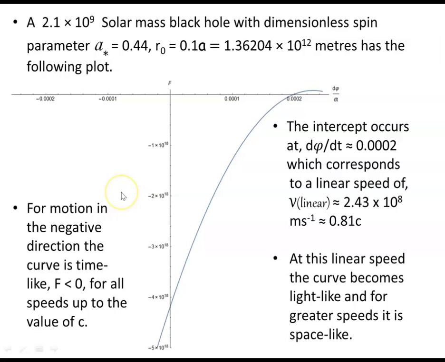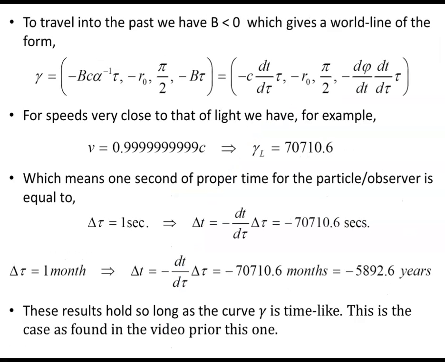I'm not doing that again. But for motion in the negative direction, the curve is time-like. F is less than 0 for all speeds up to the value of c. So there's no problem there traveling into the past. We can travel rapidly into the past, as I've demonstrated in previous videos. It's just there's a limit on traveling into the future. And to give you some sense of that limit, let's have a look here.